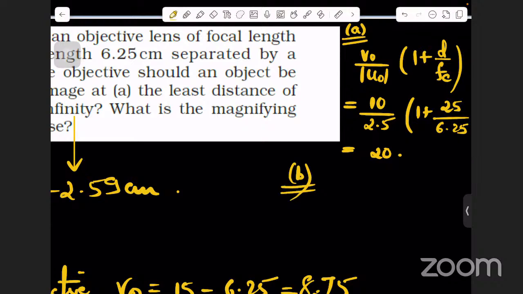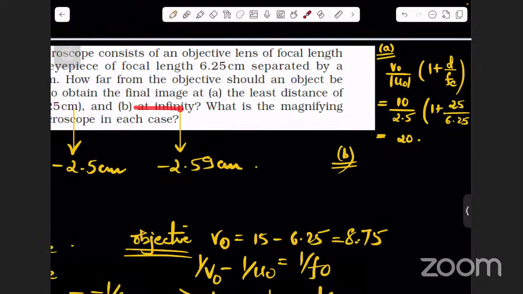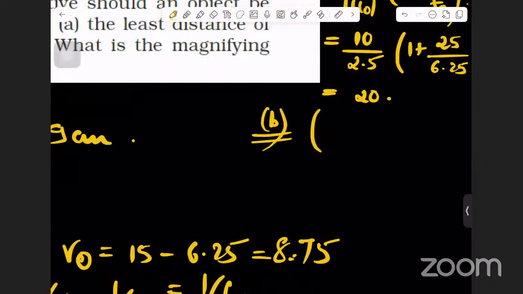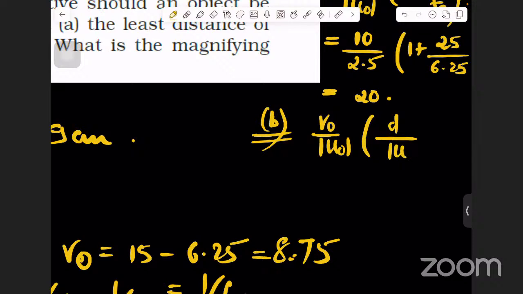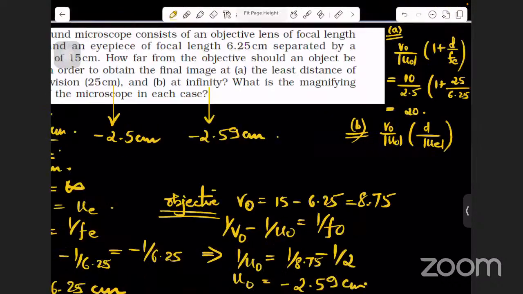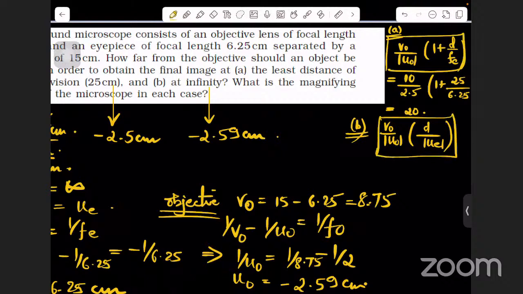And in the second case, the magnification when at infinity, the formula for the magnification becomes V naught by mod of U naught into D by mod of U, that is eyepiece. Okay, so these are the two formulas you should need to know. At the near point, this is the formula for the magnification, and at infinity, this is the formula for magnification.